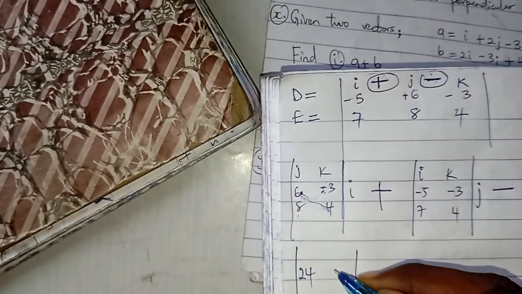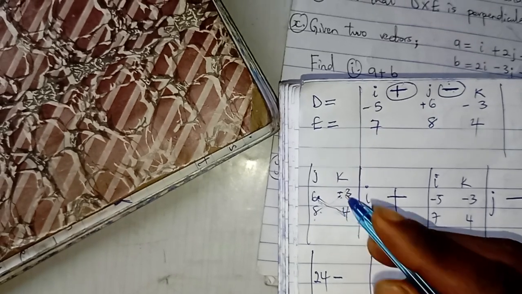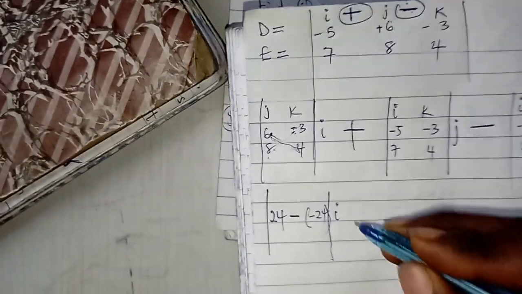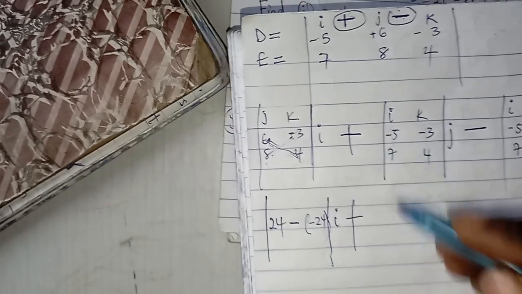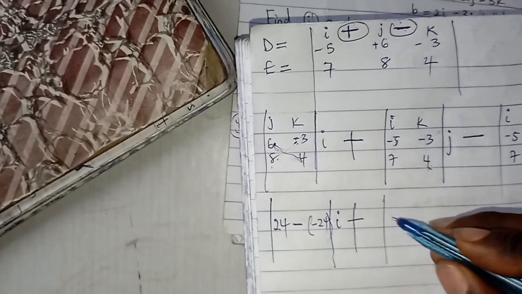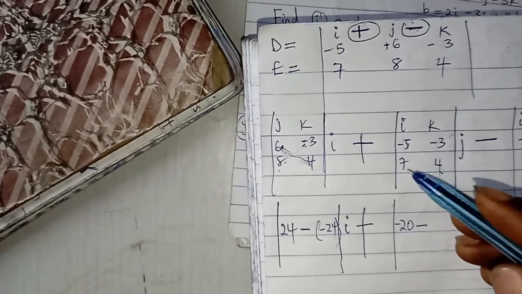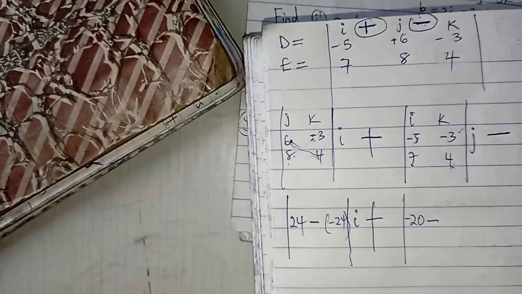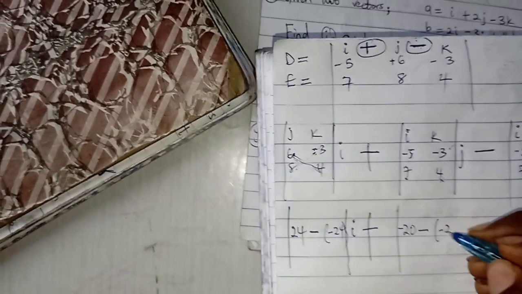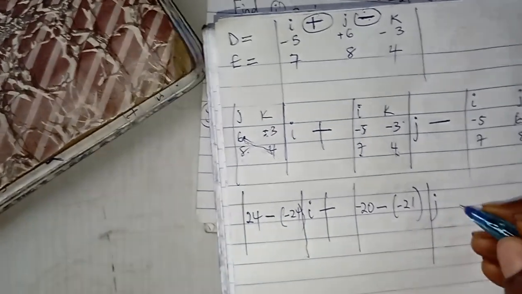This is negative 3. Remember, you separate right from left using minus. So 8 times minus 3 will be minus 24. You keep it one side and wait for the next action. Plus, minus 5 times 4 is minus 20. Then minus 7 times minus 3 gives minus 21, write your j.